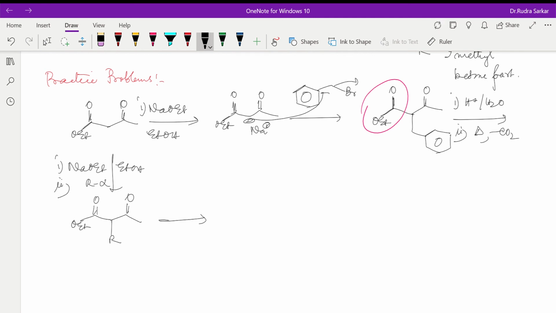Now, if you treat this with another molecule of NaOEt, then obviously this hydrogen will be taken up, right? That means if I use again RX, another R will be coming in place of a hydrogen. So what I can say is we have now two such R.